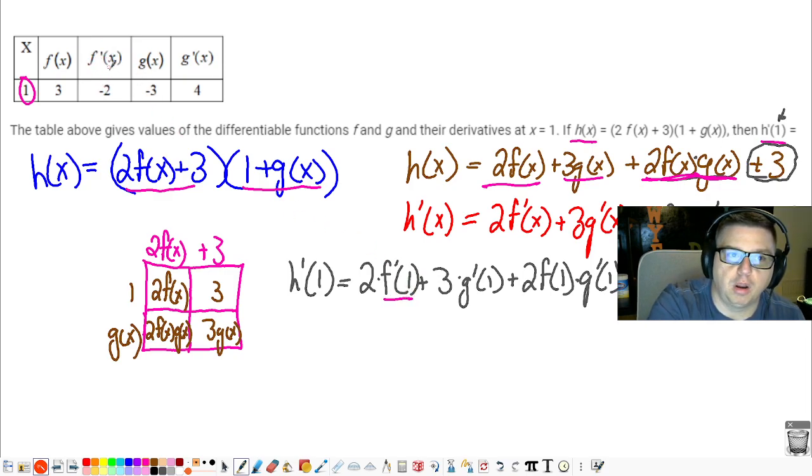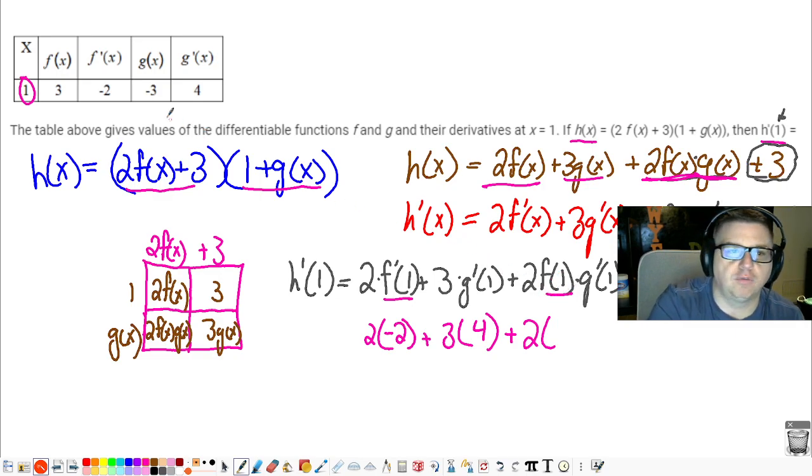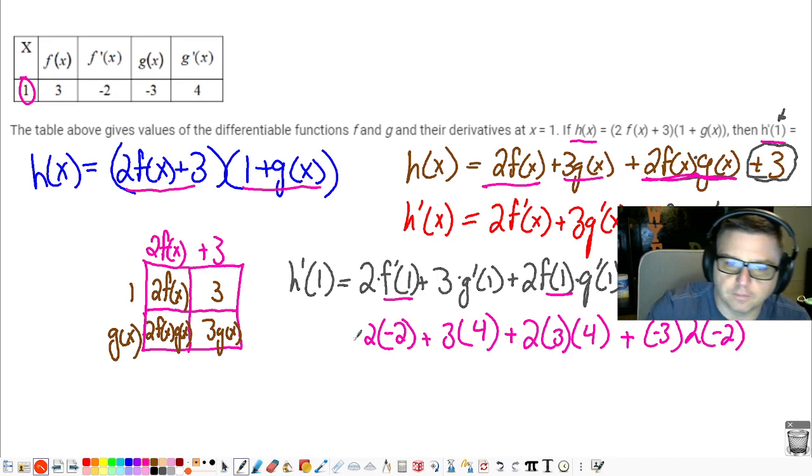We know f prime at 1 is negative 2. And there's a 2 plus 3 g prime at 1. G prime at 1 is 4, plus 2 times f of 1. F of 1 is 3 times g prime at 1. We're back to 4, plus g at 1 is negative 3. And then there's a 2 times f prime, which is negative 2. And all of these, when we do that, is going to be h prime at 1.